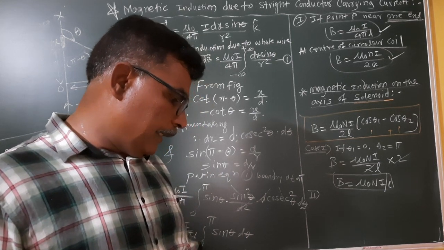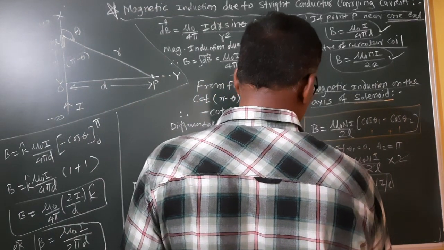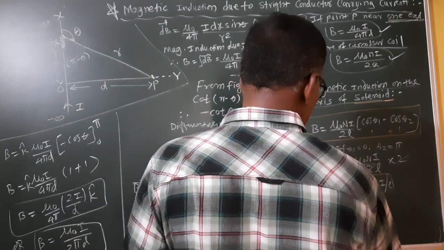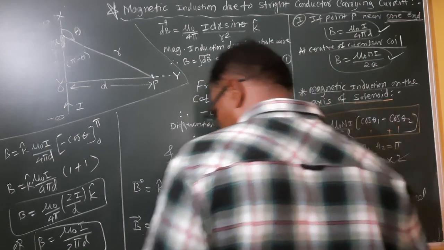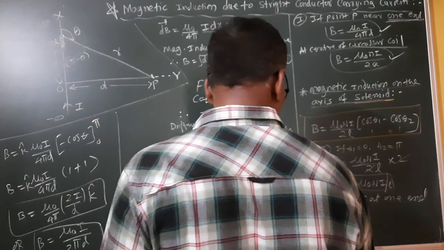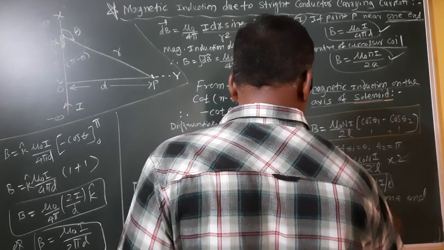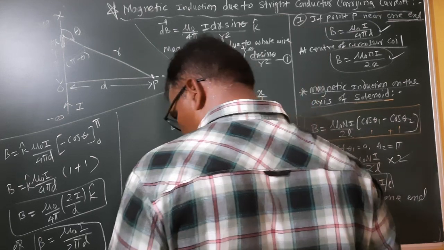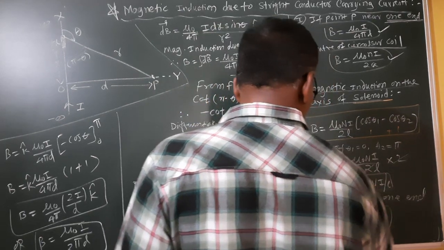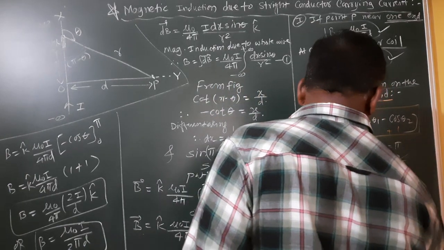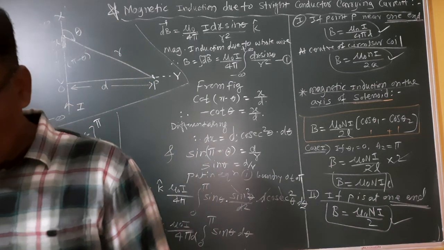If the point P is at one end, B is equal to mu 0 n I upon 2. If the word one end comes, remember the formula mu 0 n I upon 2.